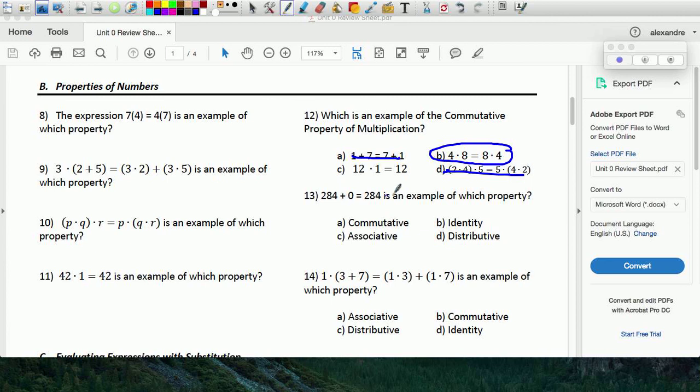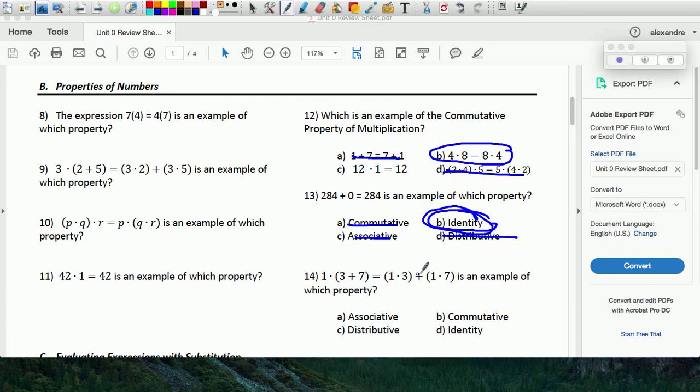284 plus 0 equals 284. It's not commutative, right? Because otherwise here you would say 0 plus 284. It's not associative. And even if you didn't know what it was, you know what a commutative is, and that's not it. It's not associative. It's definitely not distributive. So this is called the identity property of, is it called of addition or of 0? So any number added to 0 equals that particular number. So it's definitely, again, the identity property. I'll get back to you on that one, okay, as to the complete name.